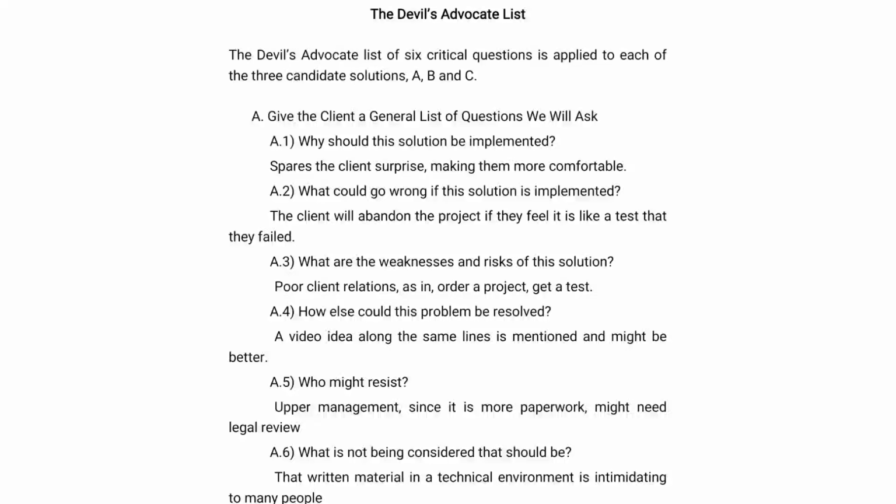Another one was the devil's advocate list. Once you narrow it down, you've got the devil's advocate. I'm only showing this for one solution, but you ask, why should this solution be implemented? You can ask, what are the weaknesses and risks of this solution? Who's going to resist? This is when I began to think about the fact we had to get management involved in this solution. I hadn't really thought that through before, even though I used to be in a supervisory role there.